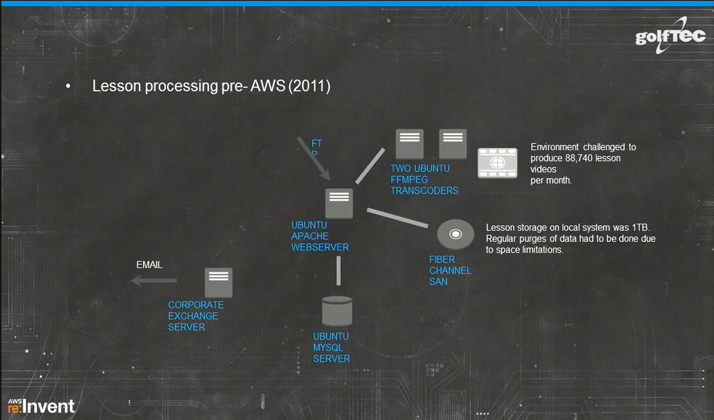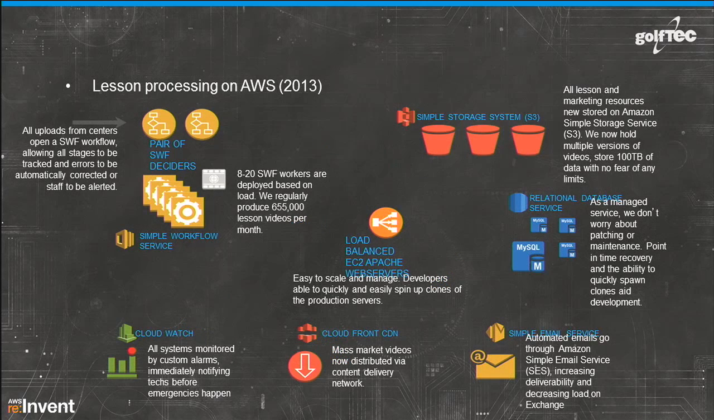So fast forward to basically now, and this is much prettier, obviously, and there's a lot of services we use from Amazon Web Services, and the two we're just going to continue to talk about are workflow and storage. So now we have two decider pairs, nodes that we use, and we have 8 to 20 workers that we deploy. Those manage the load. We're often able to process these lessons in a matter of minutes as opposed to measuring that in hours, and that's a huge thing for us.